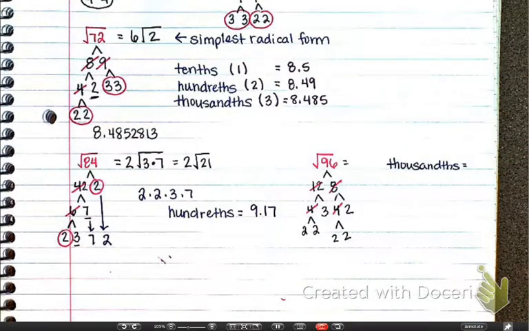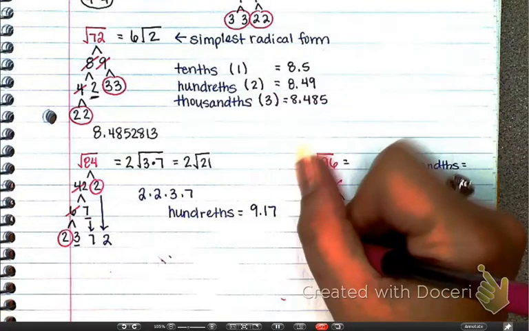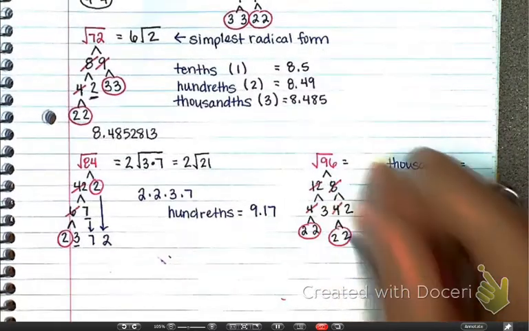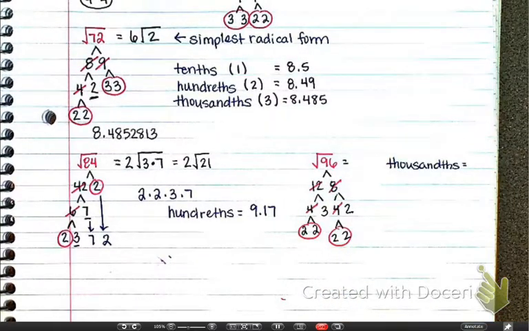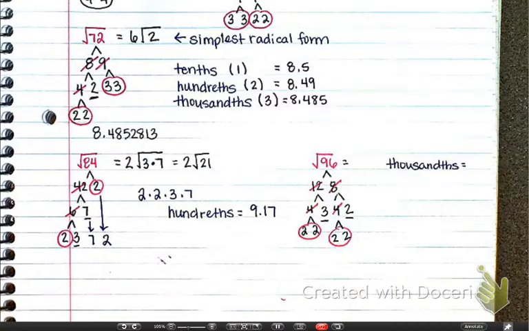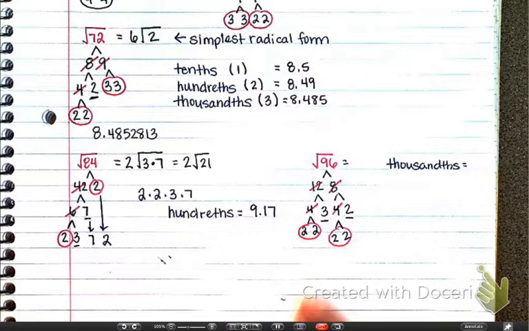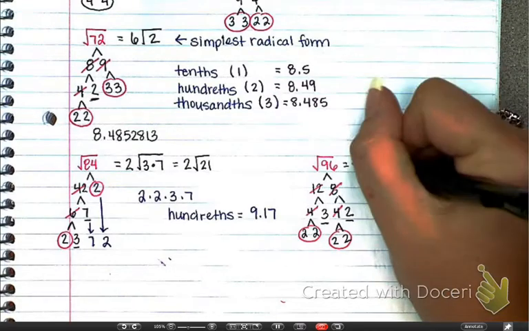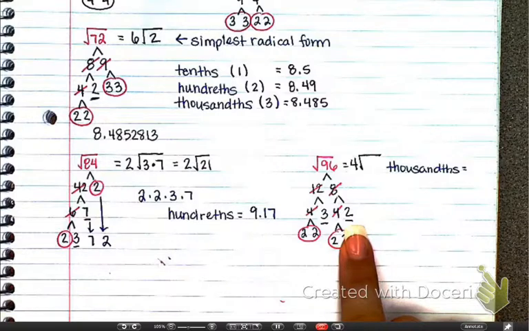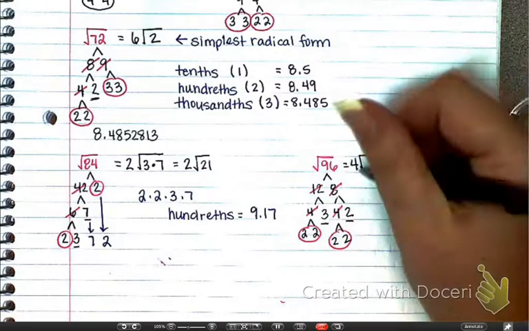Okay. Do we see any pairs? I have a pair of 2s. Anything else? Another pair of 2s? Anything else? Huh? So you have an extra 3 and an extra 2. Right? So I'm going to multiply my pairs. 2 times 2 is 4. And then if I have an extra 3 and an extra 2, what do I do? What operation do I perform? Multiplication. So 3 times 2 is 6.